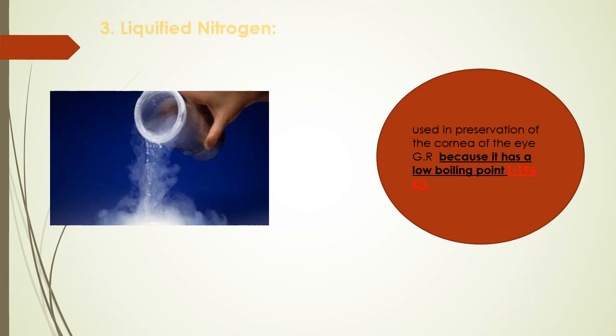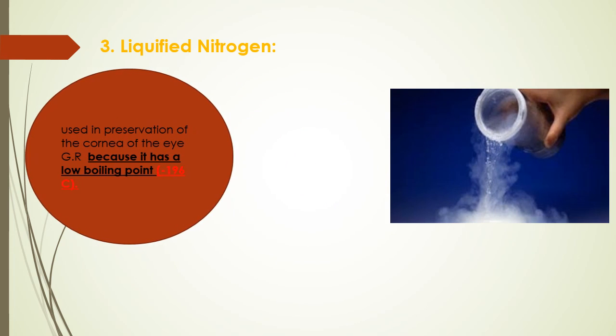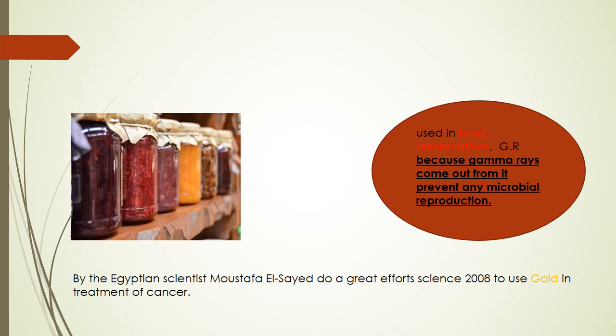And liquefied nitrogen. Liquefied nitrogen is used in preservation of the cornea of the eye because it has a low boiling point, -196 Celsius. So number 4 is the radioactive cobalt 60 used in food preservation because it emits gamma rays that prevent any microbial reproduction. And Egyptian scientist Mustafa Said made a great effort in science to use gold in cancer treatment.